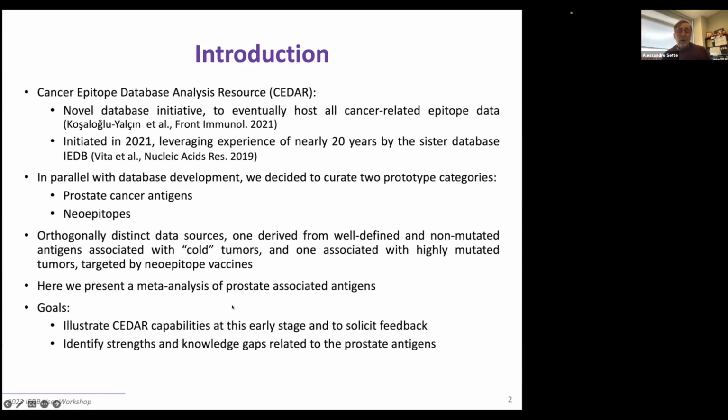And the goals are, as usual, in the context of a meta-analysis, it's interesting, and we can use this to illustrate the capabilities of CEDAR and solicit feedback, and also realize what things maybe need to be optimized or developed in the context of CEDAR, but also specifically look at the domain of what is available in the scientific literature related to epitopes derived from prostate antigens, and highlight strengths and highlight knowledge gaps.